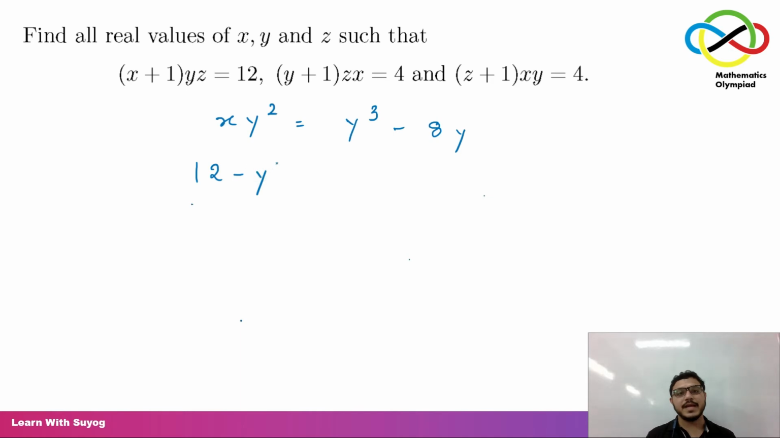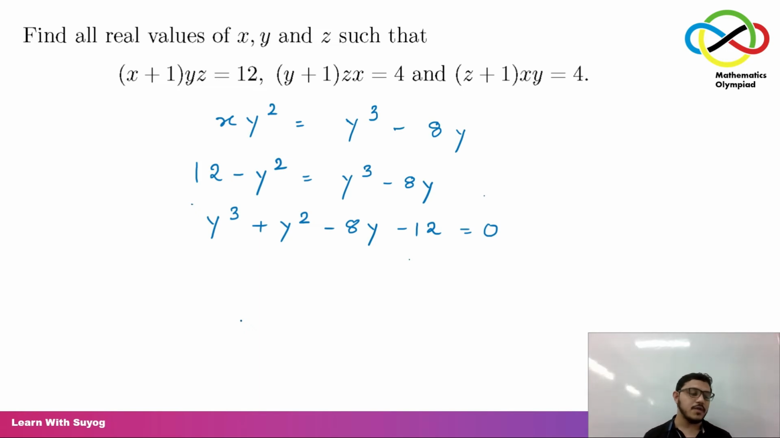So we'll get 12 minus y square to be equal to y cube minus 8y. So this is what we'll get, and when we further solve it, we'll get y cube plus y square minus 8y minus 12, and this is equal to 0. If we factorize this equation, which is only in terms of y, we can definitely solve for y. If we get y, we can get z as well. And if we get y and z, we can get x as well.